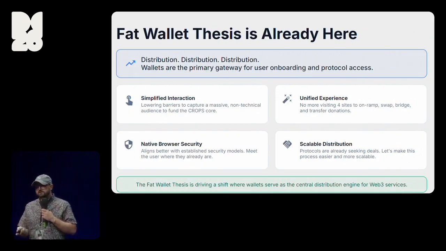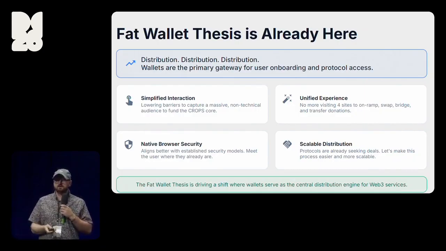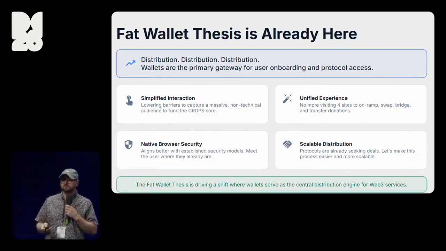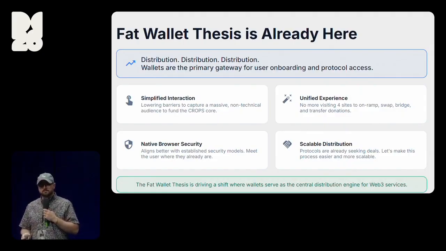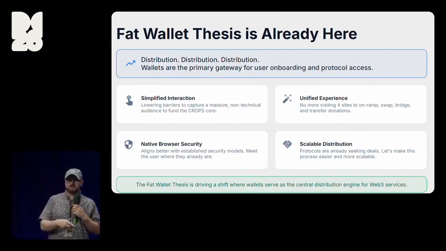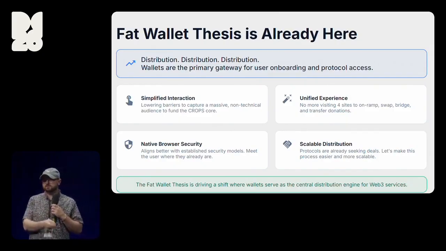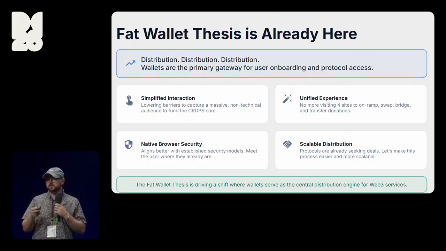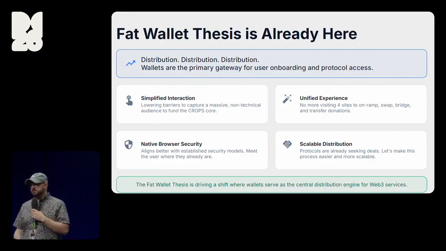And so there was a talk or a blog post a few years ago called the fat wallet thesis. And essentially what I've realized is that's already here. The protocols are already coming to us. They're coming and asking us to add their protocols to get the distribution and then to align it with their goals. Essentially, we're doing the rev share splits. That's how the wallet industry is being funded.